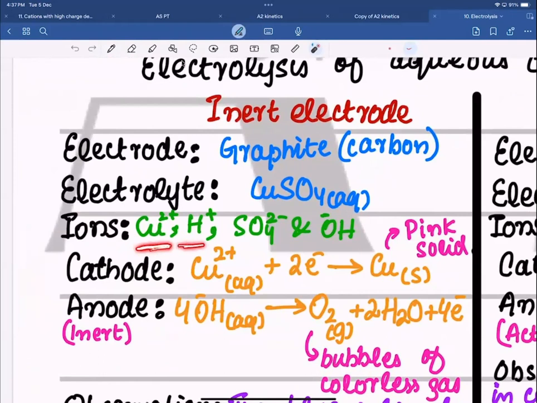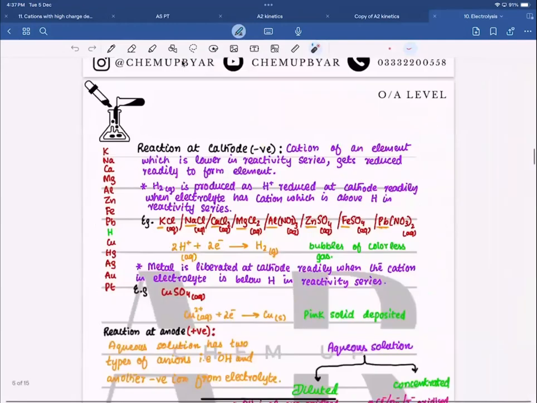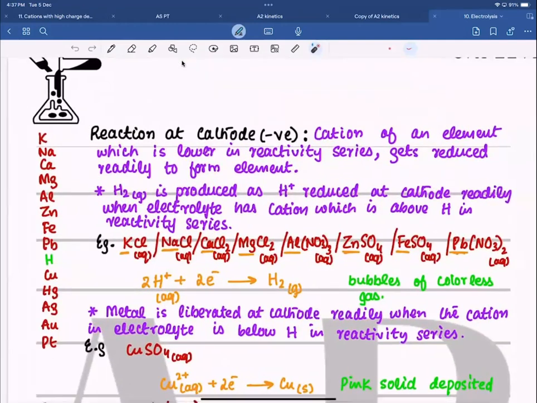Manahir, can you tell me, out of these two, why copper is being reduced at the cathode? Yes, both are positive. Hydrogen is also positive. Yes. Because it is lower in the reactivity series. We have discussed, see over here, that cations which are lower in the reactivity series get reduced readily to form elements.